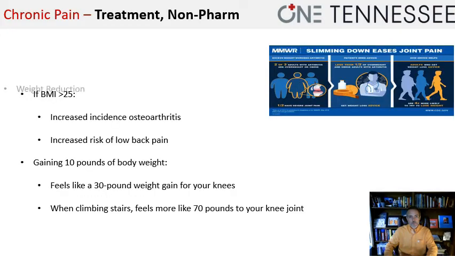Weight reduction can play a huge role in musculoskeletal related pain syndromes. If a BMI is over 25, there's an increased incidence of osteoarthritis, increased risk of low back pain and other joint related injuries. And gaining 10 pounds of body weight can feel like 30 pounds of weight on your knees. And when walking or climbing upstairs, that 30 pounds feels more like 70 pounds to your knee joints. So a weight reduction of about 10 pounds can relieve a lot of that joint-associated stress and pain.